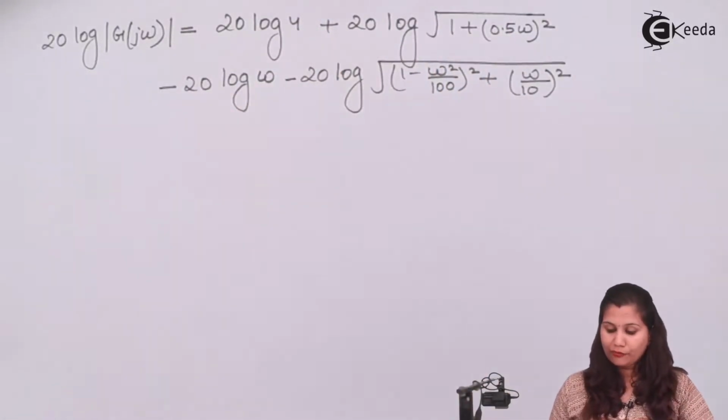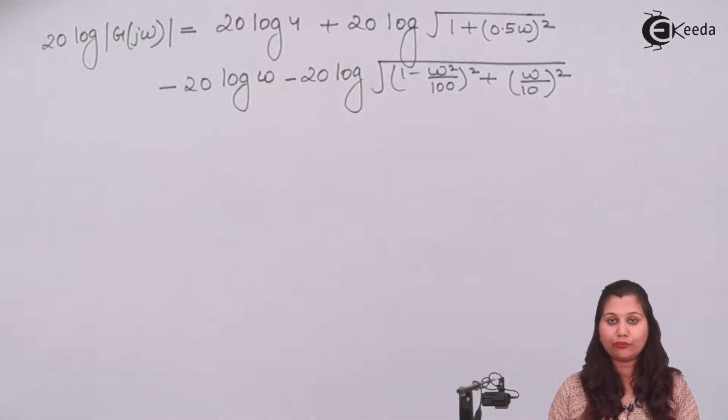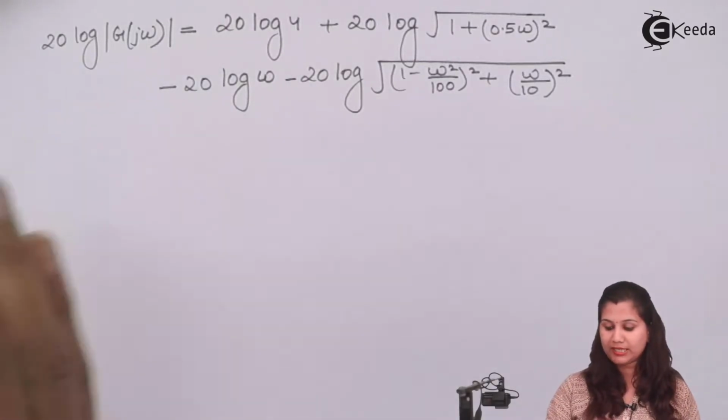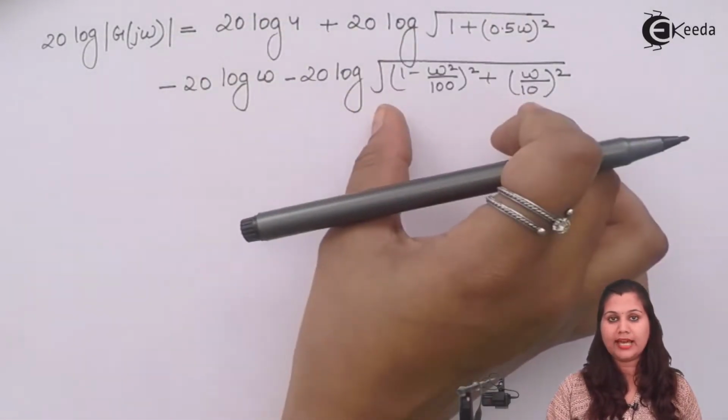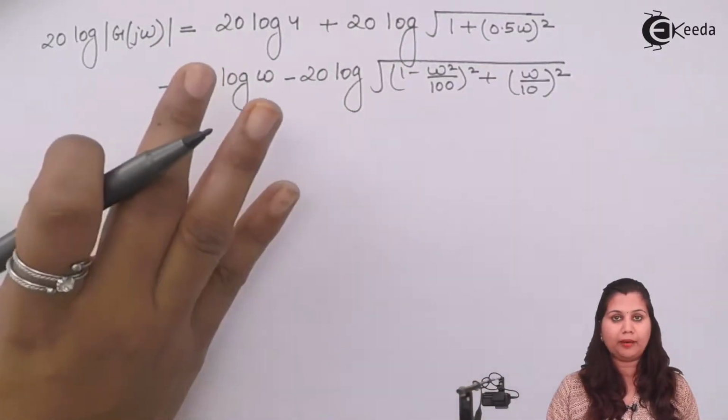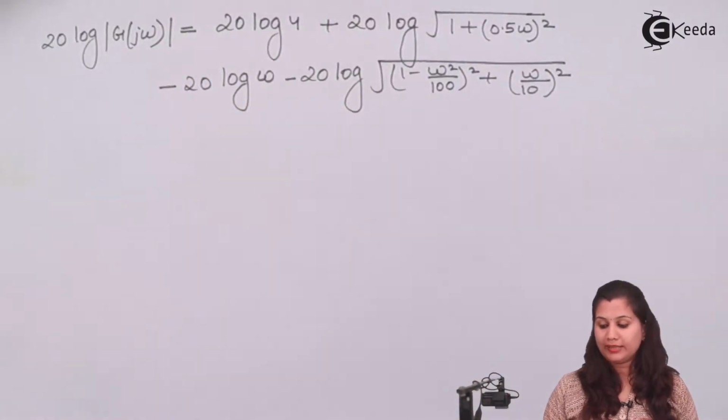Okay, now for the magnitude plot we have to form a table in which we will consider each of these factors, and then we will make a comment about these factors, that how they can be represented in the Bode plot. Okay, so let's form a table here.